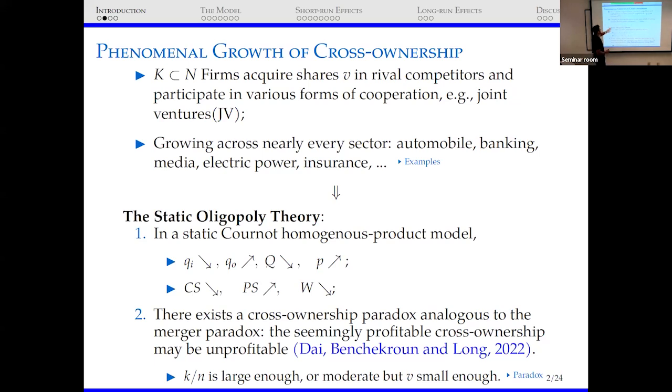So I'm starting with notations, which is very unusual, but this is the only way I can do it just to introduce the problem. This problem of cross ownership is growing across almost every sector: automobile, banking, media, electric power, insurance. I'm going to give you an example here.